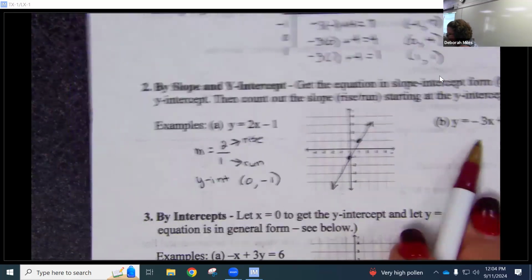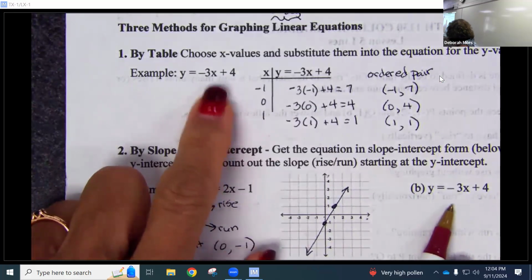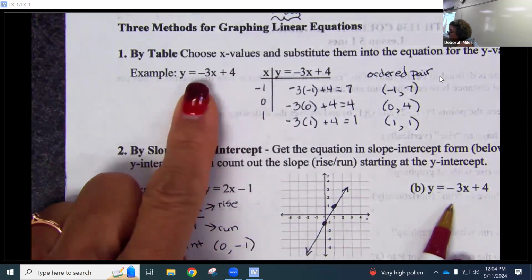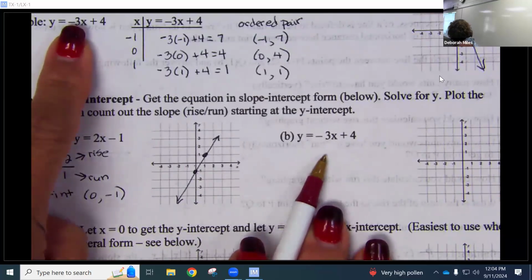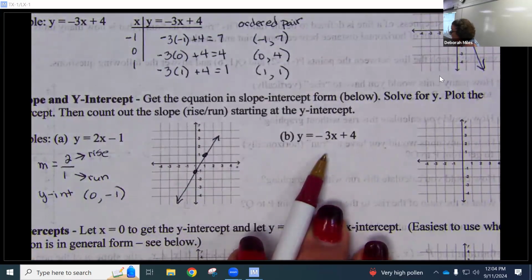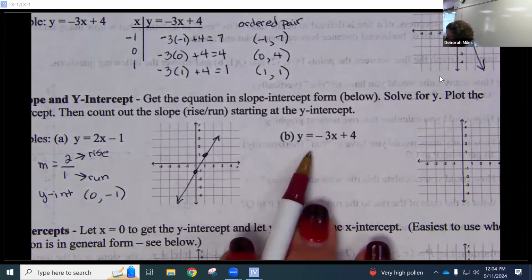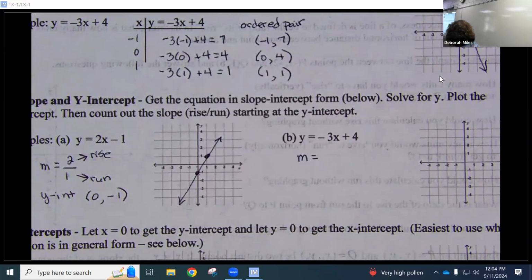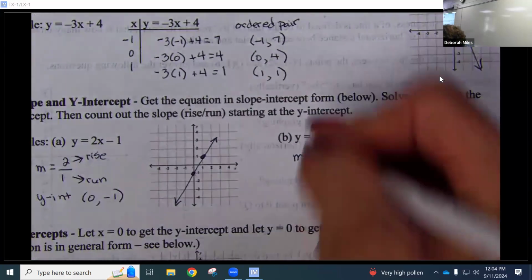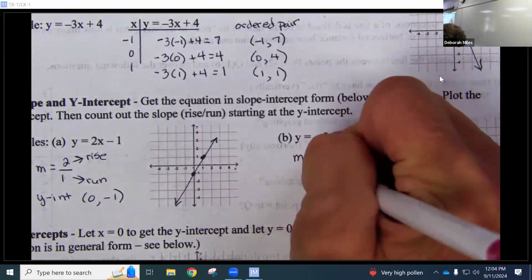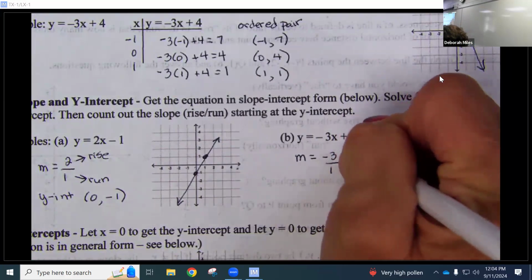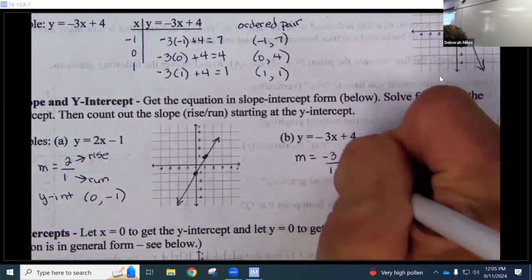B part of that example is actually the same equation that I just made a table for, but I told you making a table wasn't the fastest way. I just want you to see how much faster it is to identify the slope and the y-intercept. What's the slope of that line? All right, -3, and I'm going to write it as a fraction, -3 over 1, where my rise is -3 and my run is 1.